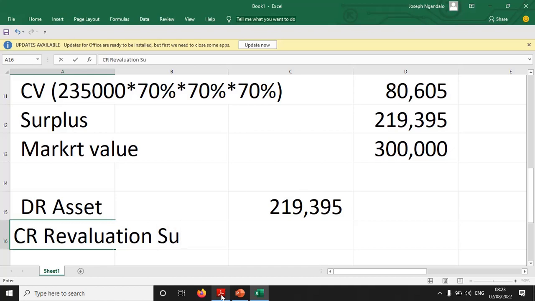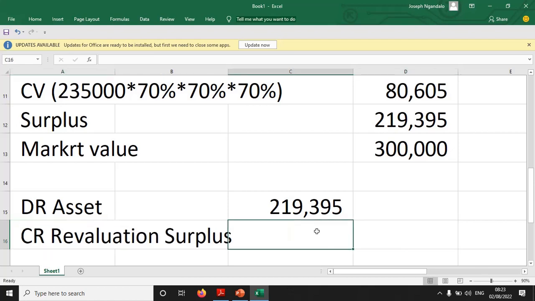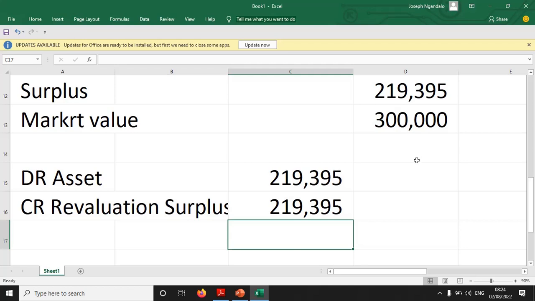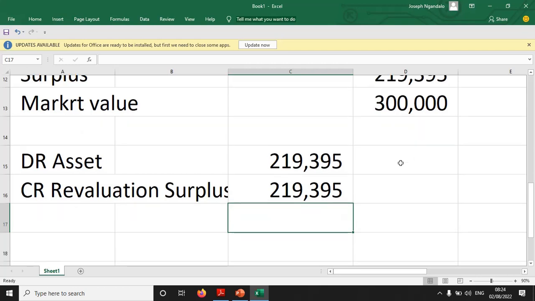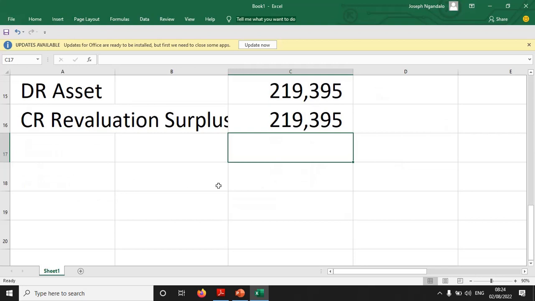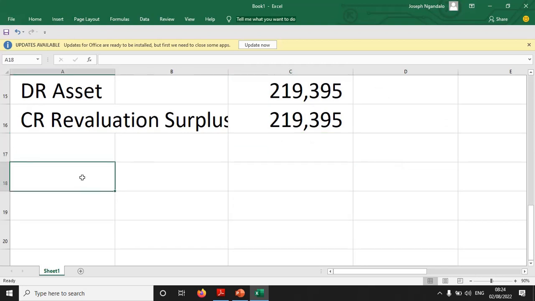Revaluation surplus. How do we come to that one? You have got that number there, isn't it? Revaluation surplus. This is the simplest way of doing this. But what the examiner is looking for is a different method, which we need to also appreciate. This is what he's looking for. You pay attention, all right?